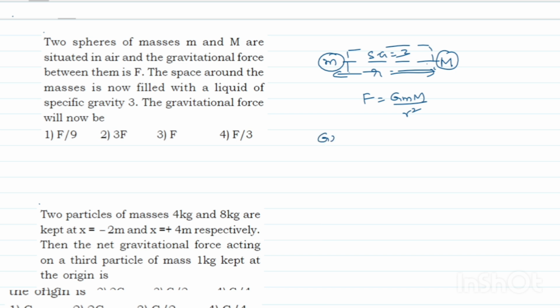Remember students, gravitational force is independent of the medium. So it does not affect the medium. So the final force of attraction will also be the same. Let us see the next question.